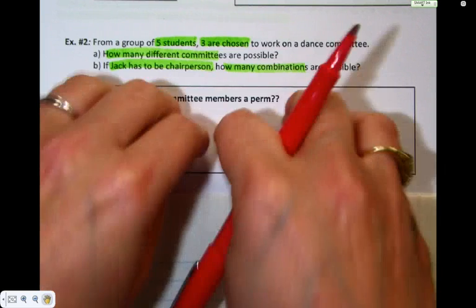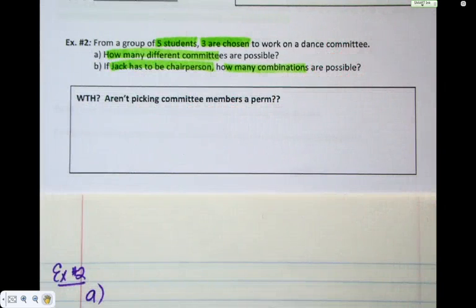That was supposed to go in the box, by the way. I just realized some of you wrote it off to the side. It's supposed to go in. Just put an arrow into the box.